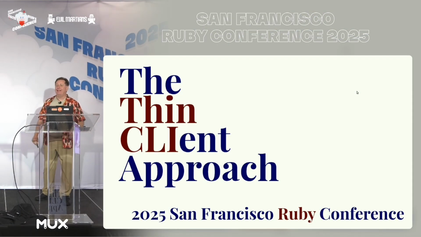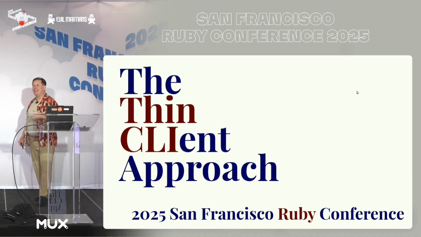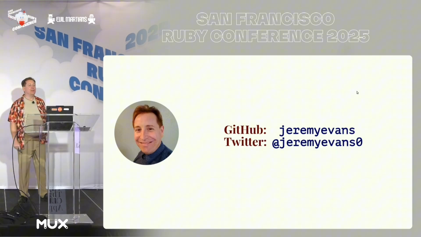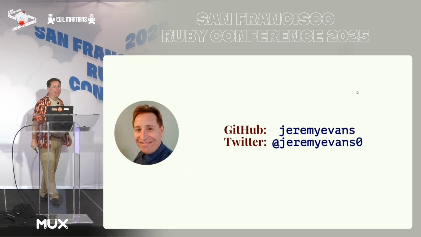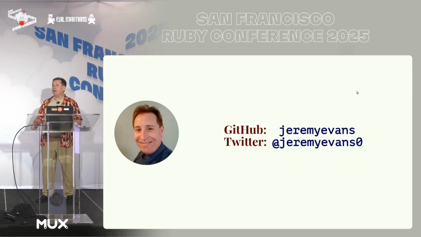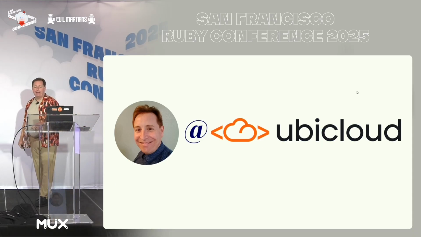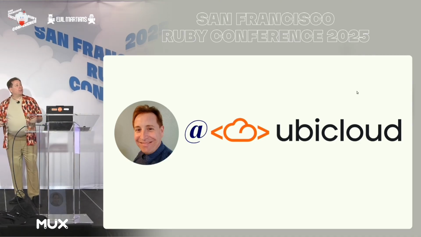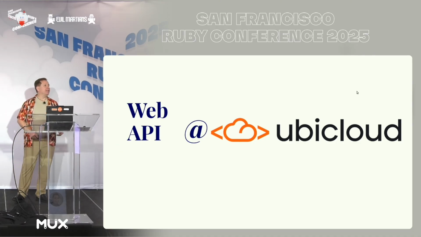I'm super happy to be here to talk about using a thin client approach to build command line interfaces that interact with web services. My name is Jeremy Evans. I'm a Ruby committer. I'm also the maintainer of Sequel, Roda, Rodauth, and many other gems. I'm a principal software engineer at Ubicloud. We are building an open source alternative to Amazon Web Services.